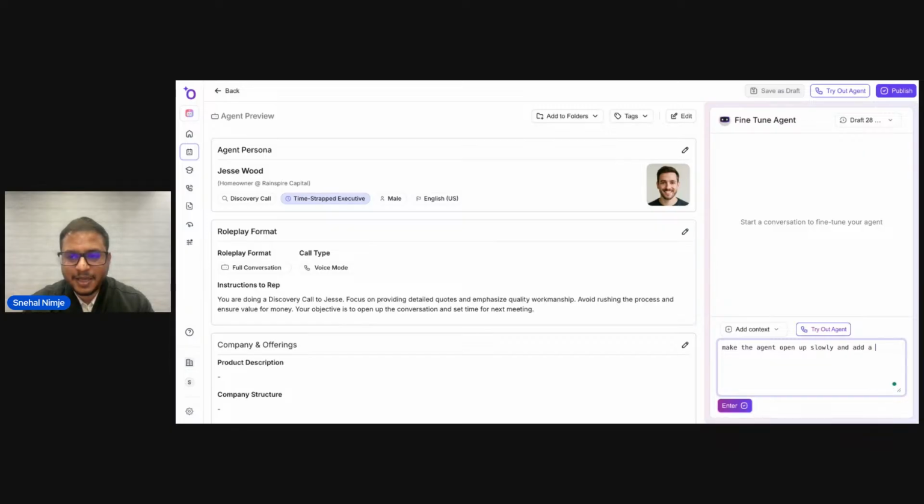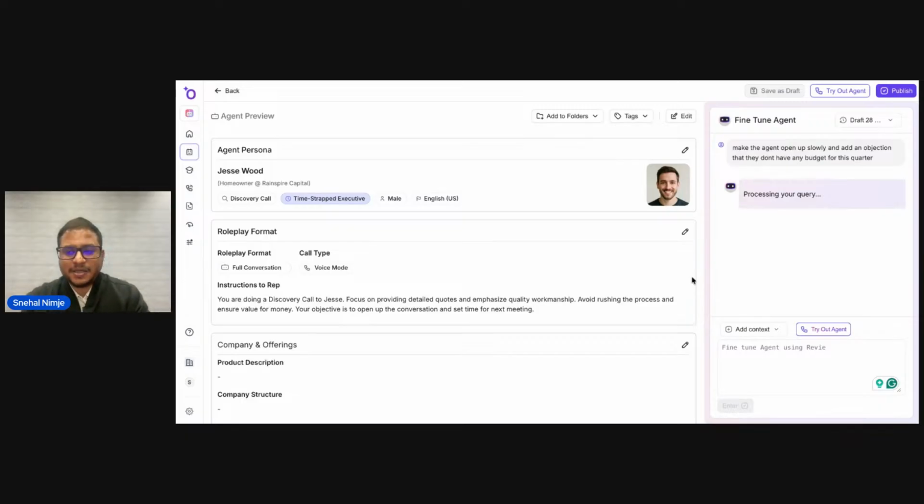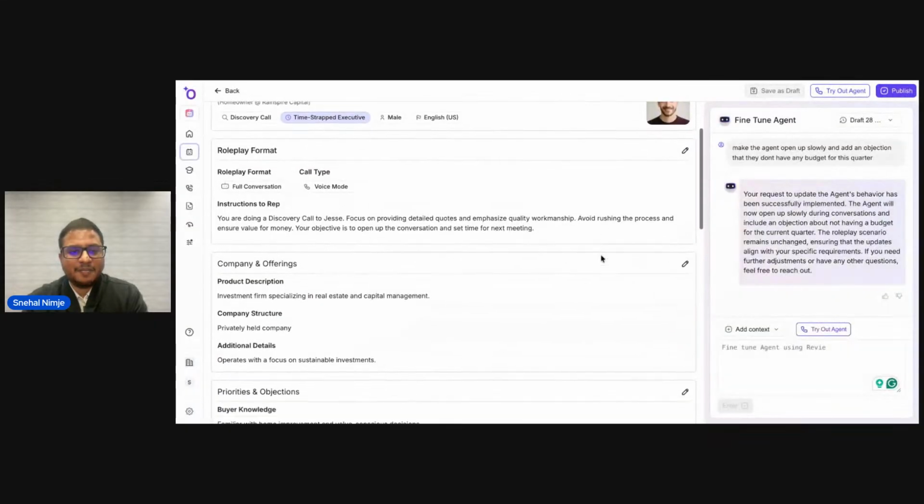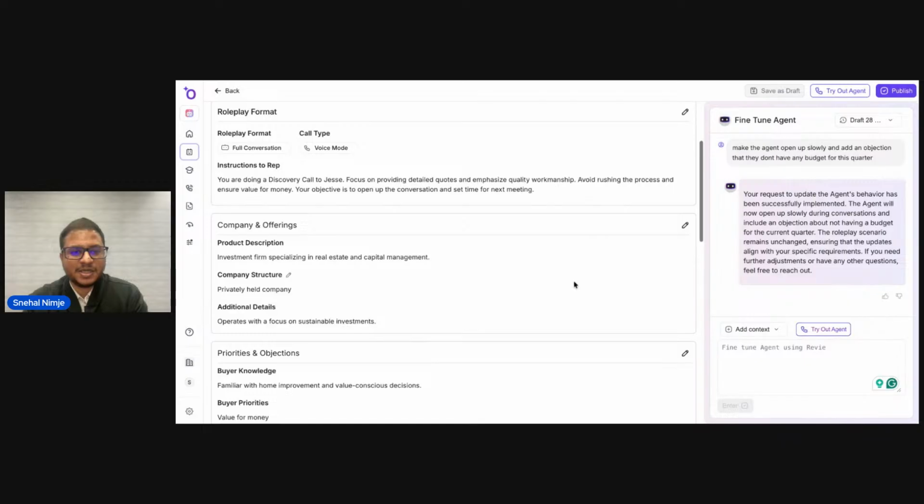Let's add an objection that they don't have any budget for this quarter. That's it. So the MCP, that's a technical word, but it's a smart agent, let's just call it the smart agent, essentially understands what you have written and then tweaks the agent automatically, so that you don't have to handle or change a lot of parameters.